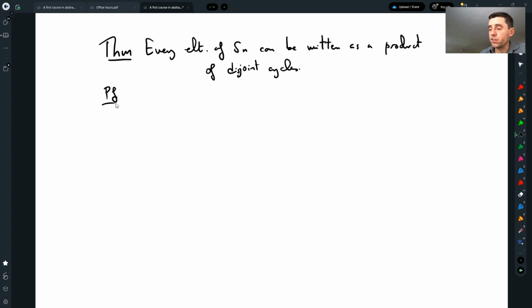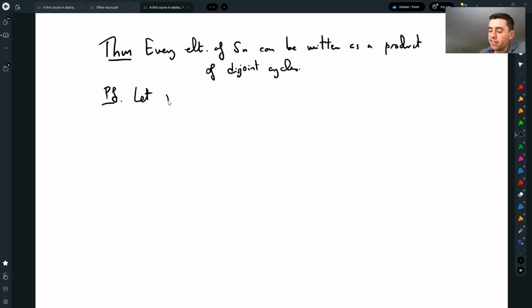So let's prove that. What we've done to prove this in practice is to start with 1, see where 1 goes, find a cycle, and then just put that as one cycle. Then find some other number that was not touched previously, that did not appear in the cycle of 1, and go with that. So that is exactly what I'm going to do.